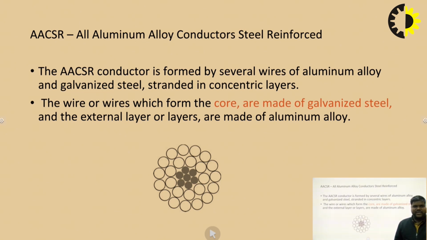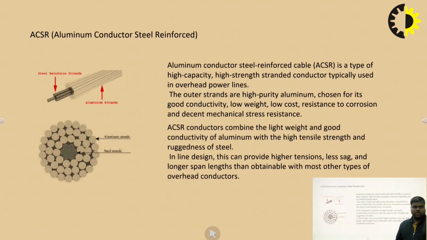This is formed by several wires of aluminum alloy and galvanized steel stranded in concentric layers. In this, the wire or wires which form the core are made up of galvanized steel, and the external layer or layers are made up of aluminum alloy. In ACSR, another category, aluminum conductor steel reinforced, the diagram is like this.